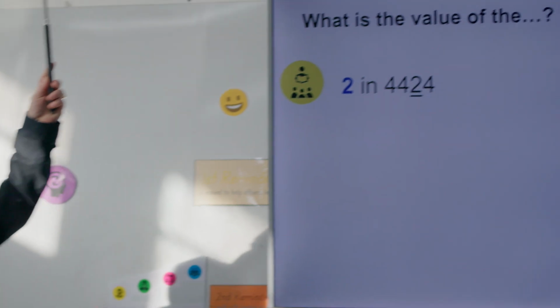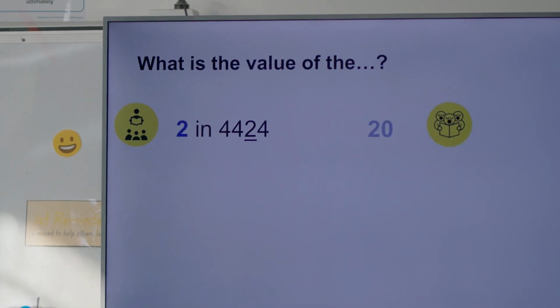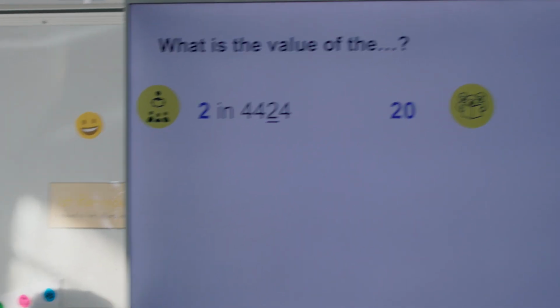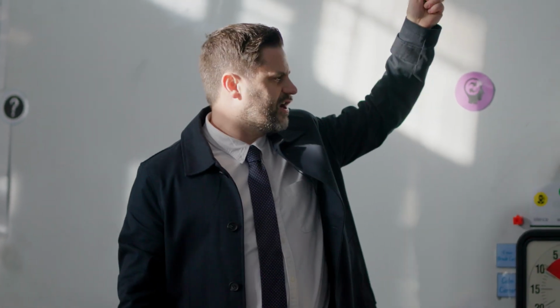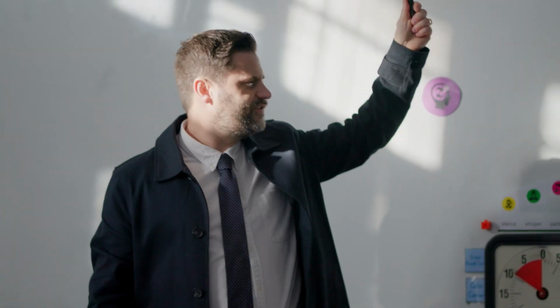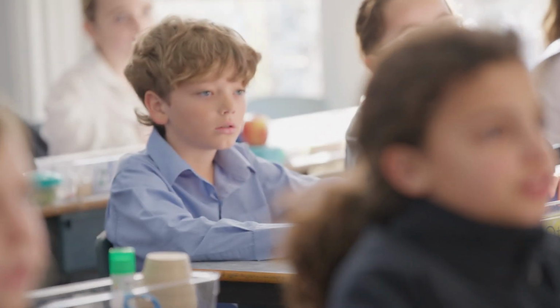What's the value of the 2 in 4,424? 20. Well done, 2IW. What's the value of the 7 in 1,157? 7. Well done. What's the value of the 3 in 3,291? 3,000. Well done, kids. And the last one. What's the value of the 6 in 2,623? 600. Well done, kids.